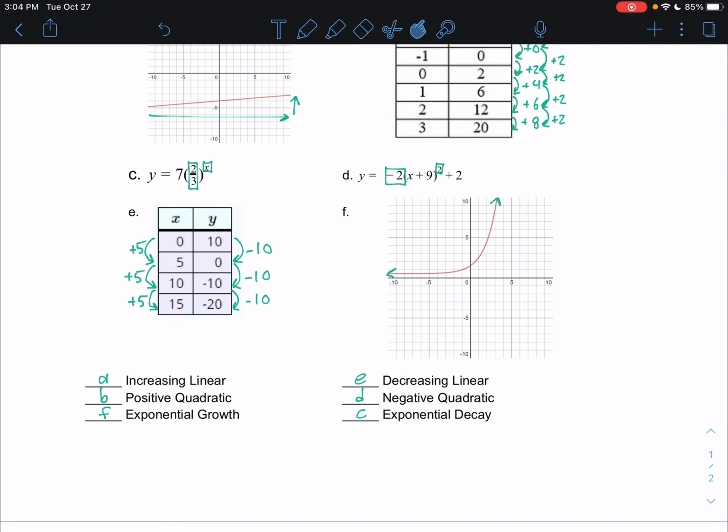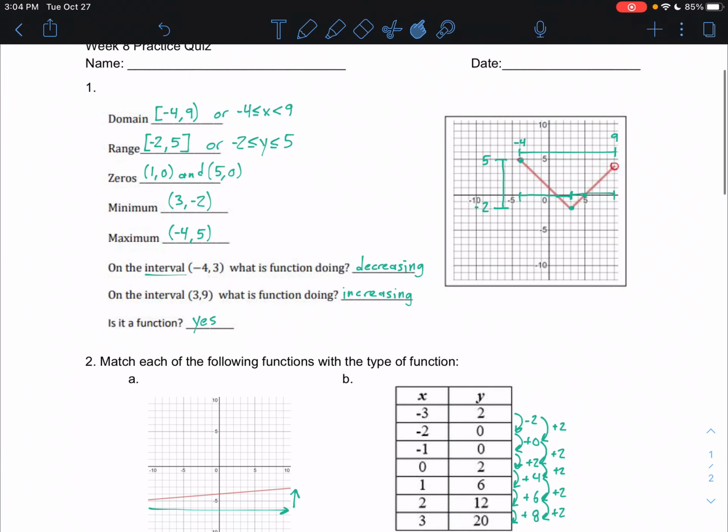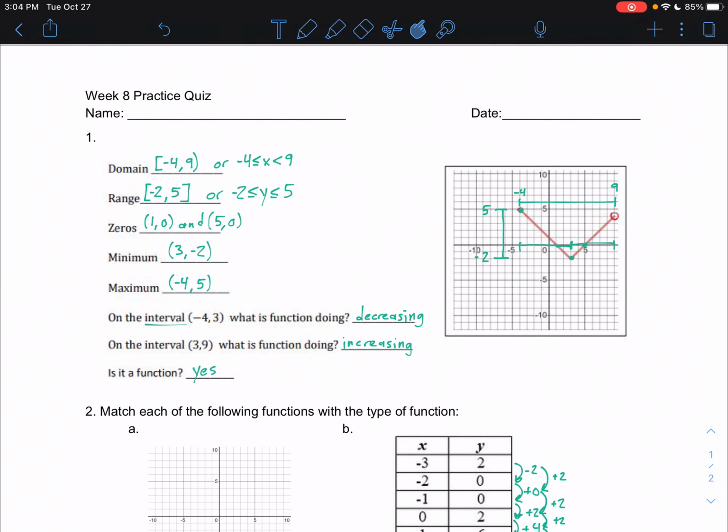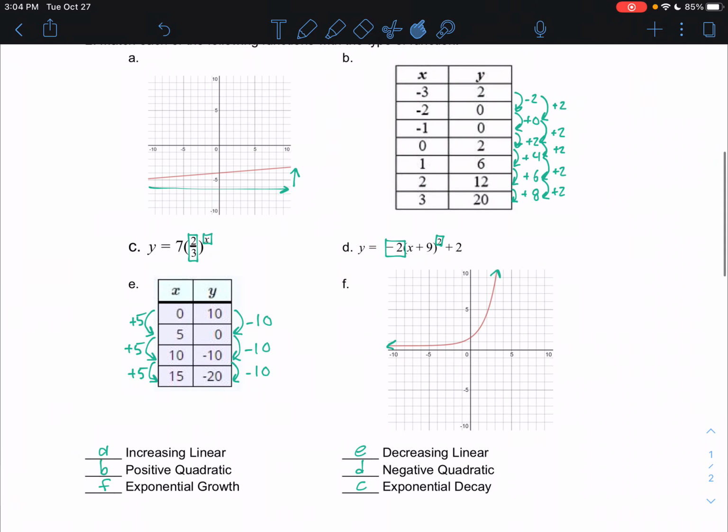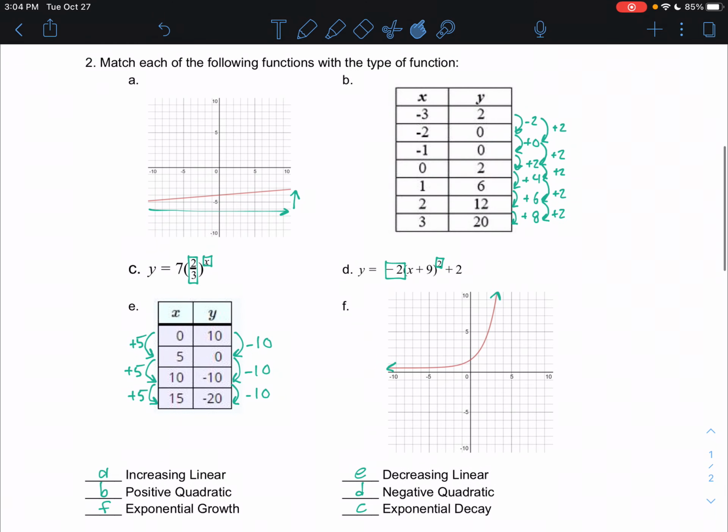So that would be our answers there, to the second part at least. And the first part, there's the answers there, and that was the entire practice quiz. Tomorrow's actual quiz will look very similar.